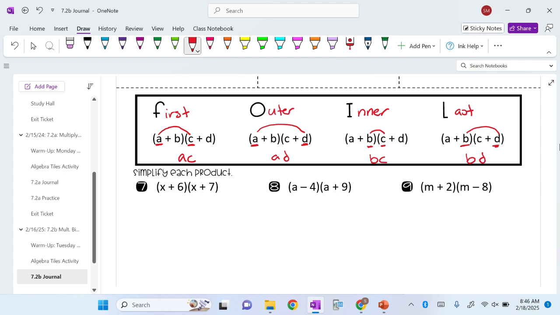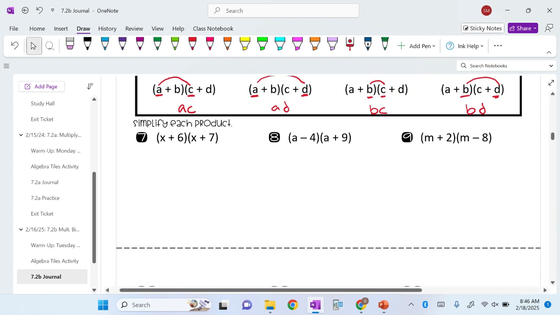So again, some people like FOIL. Some people like box method. It's up to you which one you use. I would suggest for right now, try out both, see what you like, and then stick with the strategy that you like. Again, I don't care which method you like better. You can use either one. If it was on a test and you used FOIL instead of box method, I'm not going to take off points for that if you still get the correct answer. I'm not testing you on whether you can do both methods. I just care if you can do it.